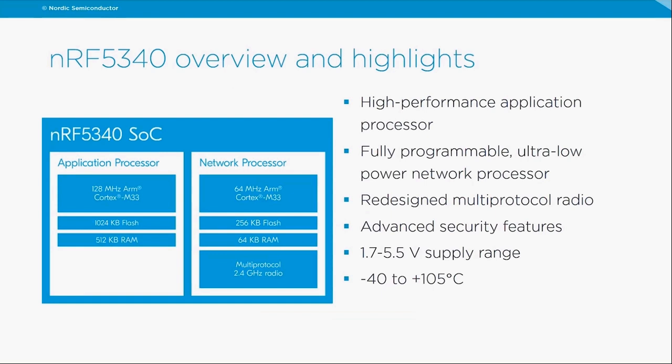Then we have a fully programmable ultra-low power network processor, and this is a bit untypical compared to the other products in the market, because typically the network processor can only be programmed with some specific images. But in the 5340, both cores are fully programmable. You can put whatever code you want on them, and this makes it very flexible. I'll come back to the benefits of that later. The network processor also has 256K of flash and 64K of RAM. And it contains the multiprotocol 2.4 GHz radio, which is completely redesigned.